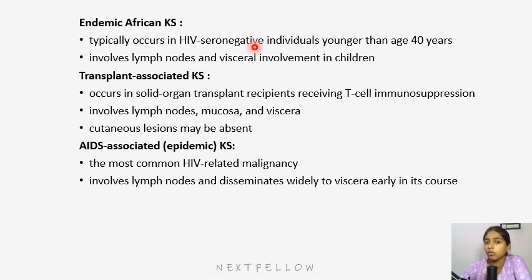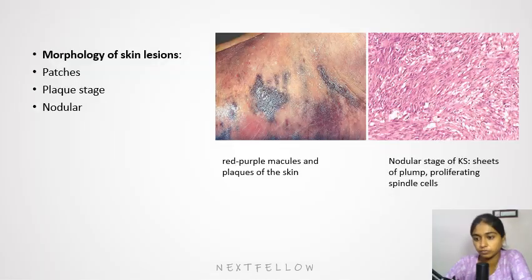It may also involve lymph nodes as well as viscera. Transplant associated, these are seen in individuals after receiving an organ transplant, following immune suppression. It involves the lymph nodes, mucosa as well as viscera, and cutaneous lesions may also be absent in this patient. AIDS associated, these are generally the most common HIV related malignancy. It involves both lymph nodes as well as viscera.